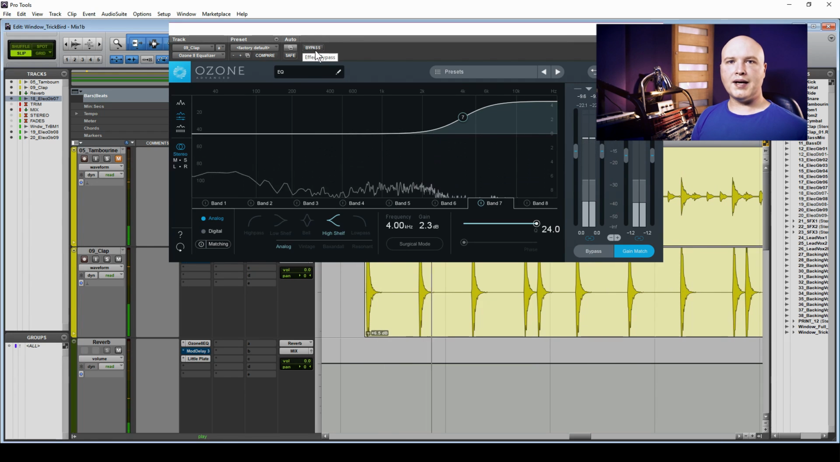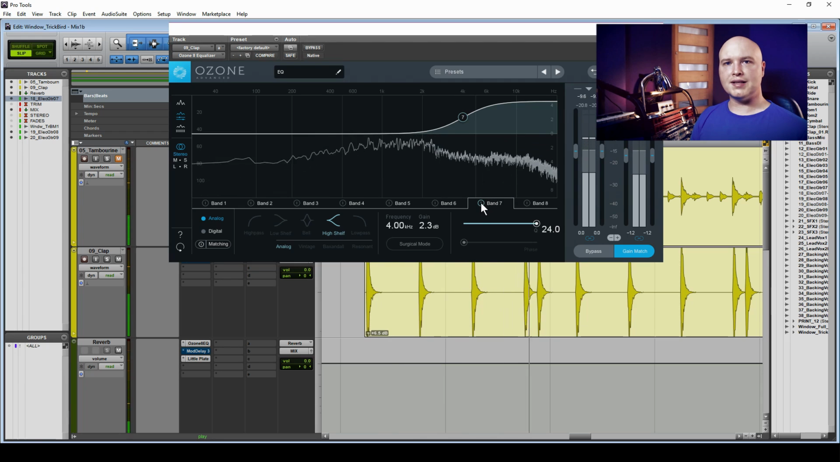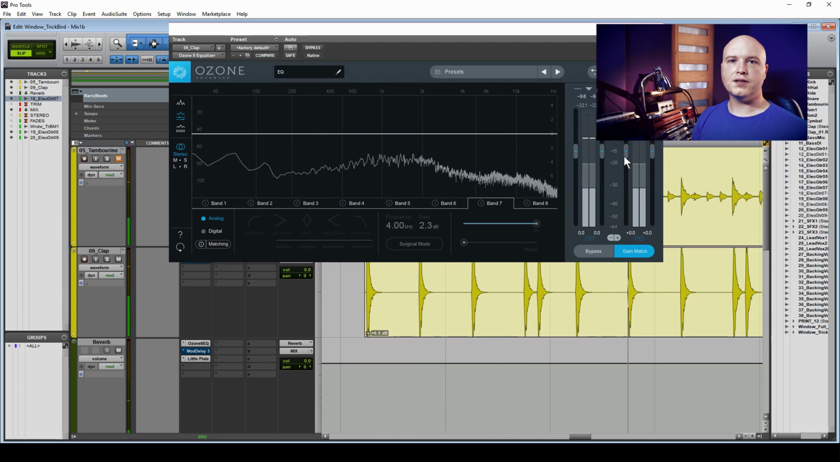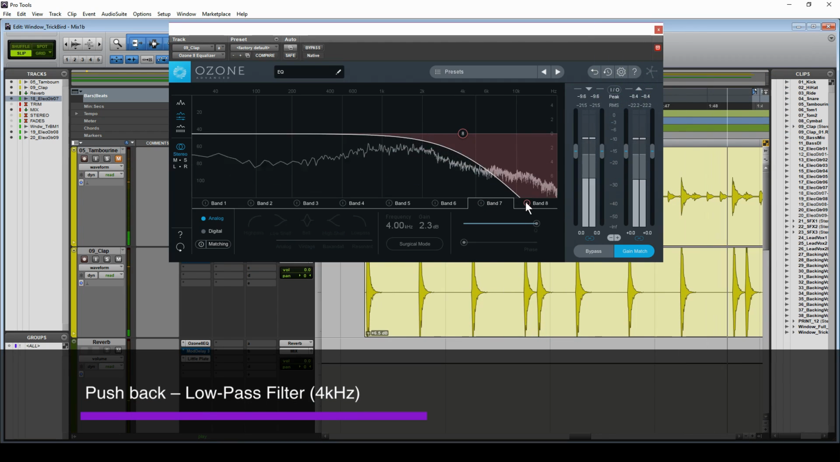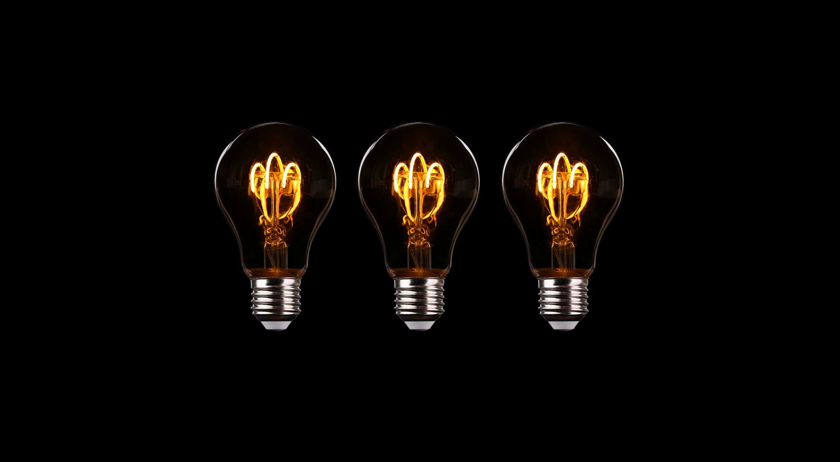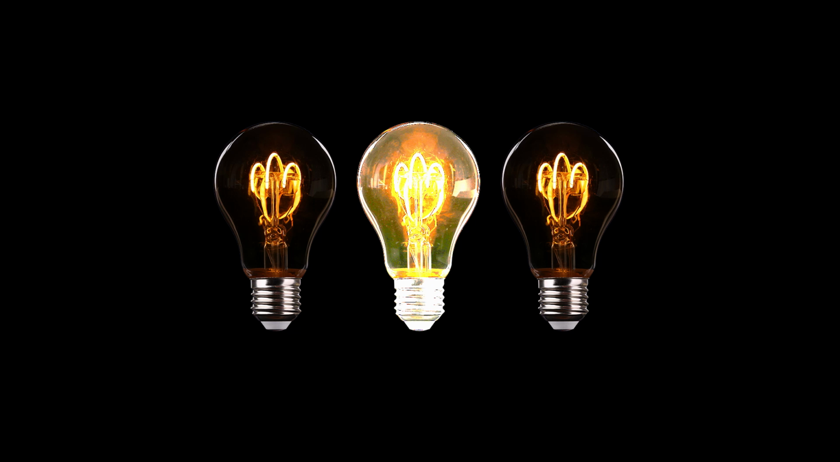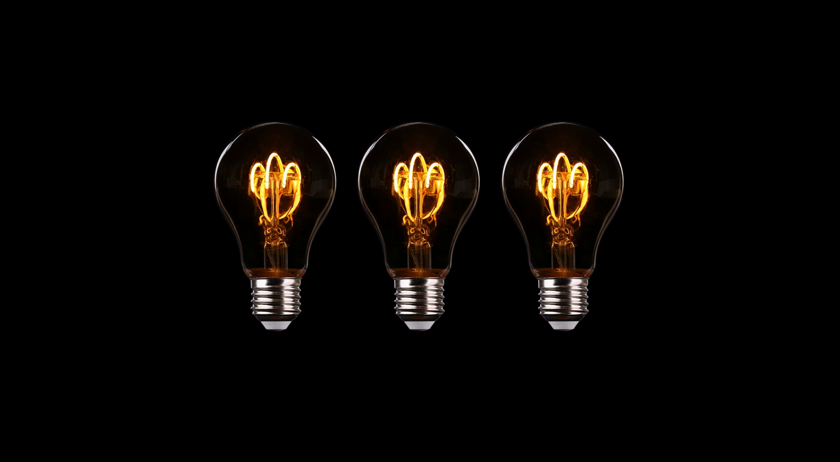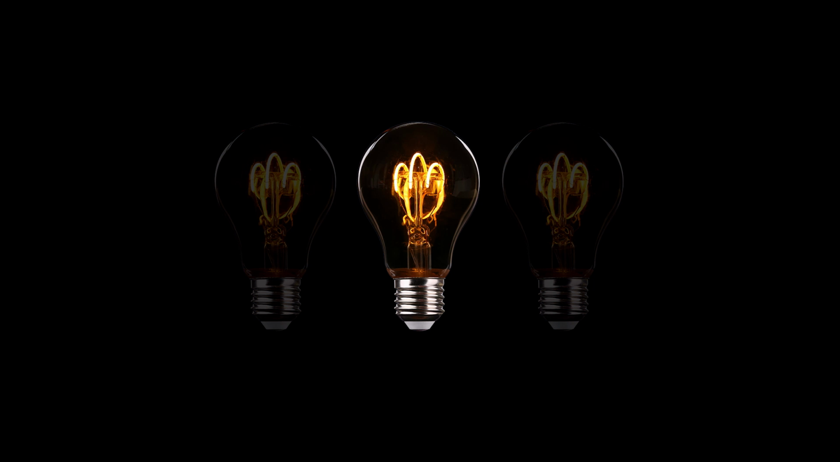To push an instrument back, low pass with a gentle 6 dB slope at 4 kHz. Now, it makes no sense to add top end to an already bright instrument that you want to draw focus to. So you have to look at the overall context. Consider selectively low passing other tracks instead.